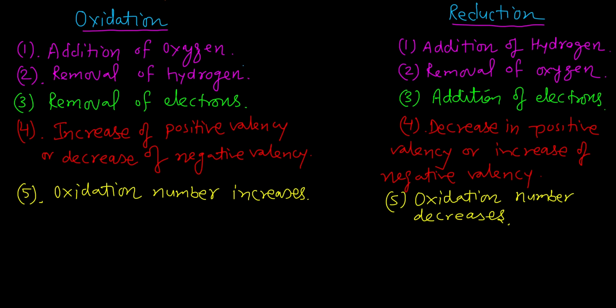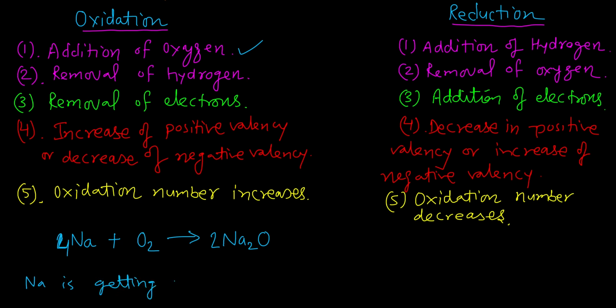So oxygen addition, the definition of oxidation, the first point is addition of oxygen. So an example of this, suppose we have sodium 2Na and it reacts with oxygen, so oxygen is getting added to it. So what it will form? It will form Na2O. So I should write, to balance it, I should write 4 here and 2 here, 2Na2O. So oxygen is getting added. So you can explain everything here, all the other points. So here oxygen is being added, so sodium is getting oxidized.